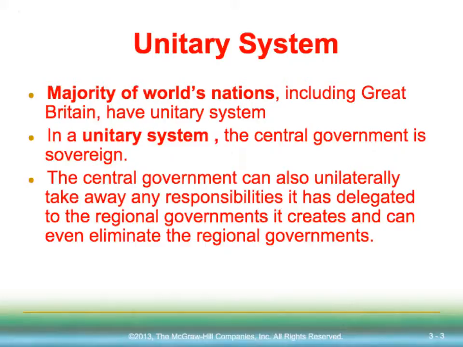Okay, unitary system. A majority of the world's nations, including Great Britain, have a unitary system. In a unitary system, the central government is sovereign. The central government can also unilaterally take away any responsibilities it has delegated to the regional governments. It creates and can even eliminate the regional governments.